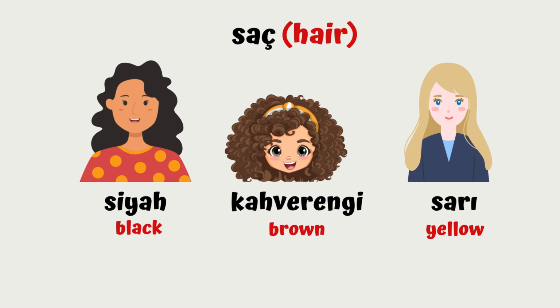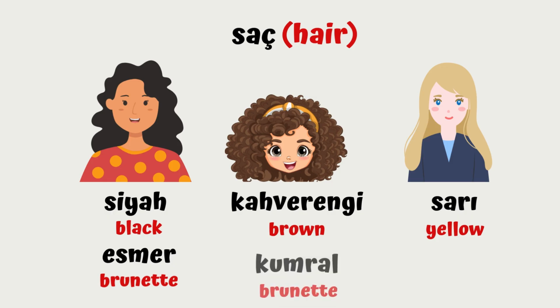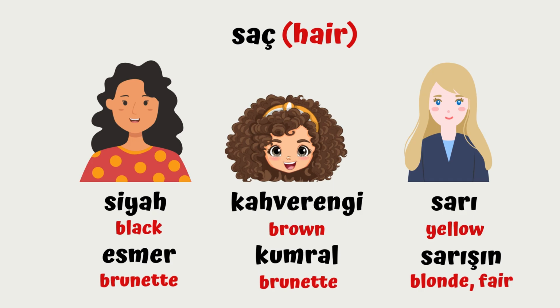I will also add 3 more adjectives here, which are related to hair and eye and skin color, and they are esmer, kumral, sarışın.